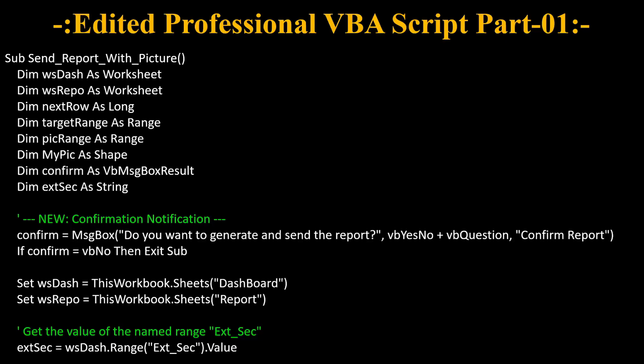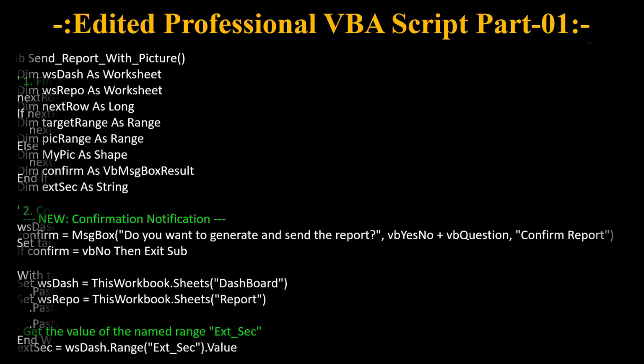We start by defining our variables, such as WS Dashboard and WS Repo, to tell Excel exactly which sheets we are working with. To be clear, these represent Worksheet Dashboard and Worksheet Report. I have also added a confirmation message box. This prevents the macro from running accidentally, giving you a chance to say yes before the report generates.